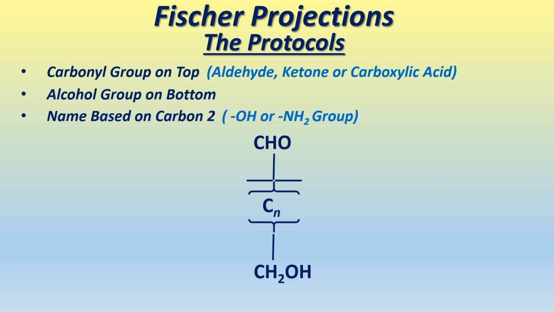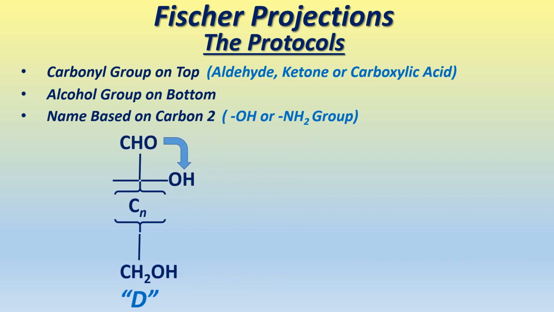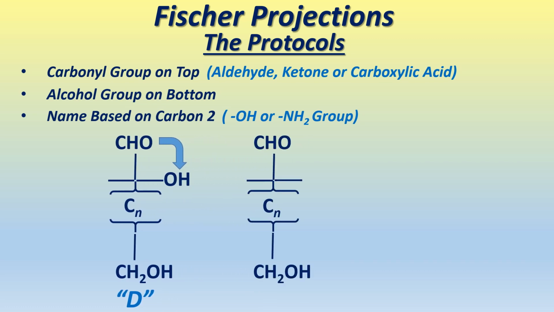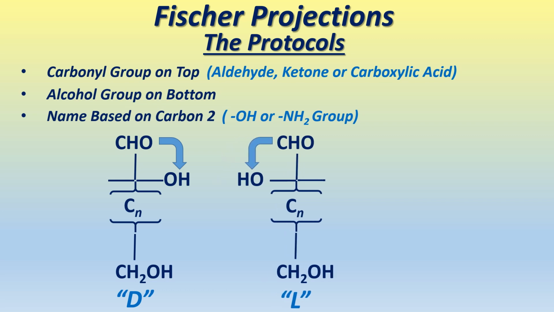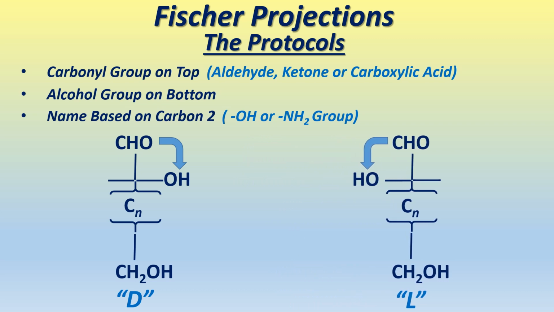If that substituent happens to be to the right side of the carbonyl group, you now have the D isomer. If the OH or the NH2 is attached to the left side of the projection, you have the L isomer. Fischer attempted with this to describe the physical state or the physical organization of optically active biomolecules. However, something else happens with these molecules.